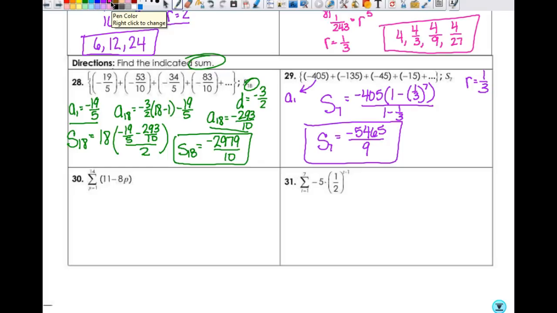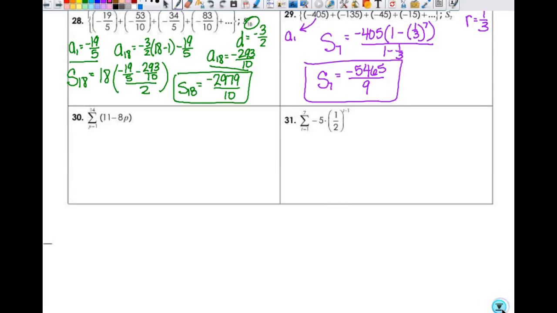All right, number 30. It's got sigma notation, but I want the sum of terms 1 through 14. This is clearly arithmetic, so in order for that, I have to know what n is. N is 14 here. And then I have to know what A1 is and what AN is, right? So I need to find A1. A1 is going to be equal to 11 minus 8 times 1, which is going to give me 3.